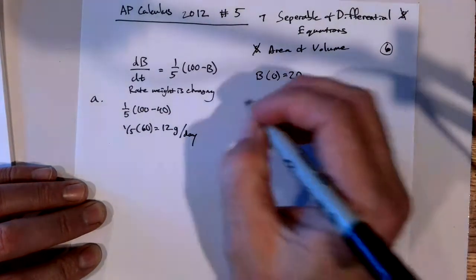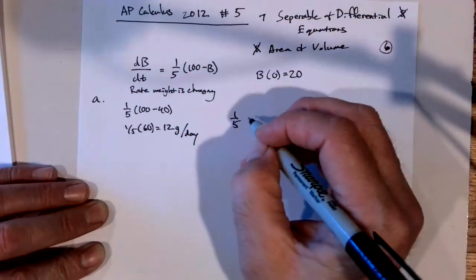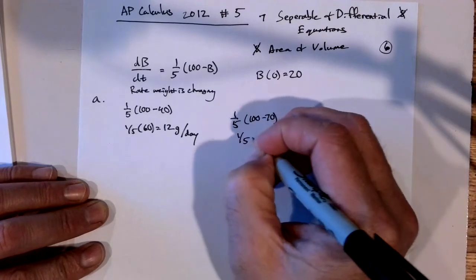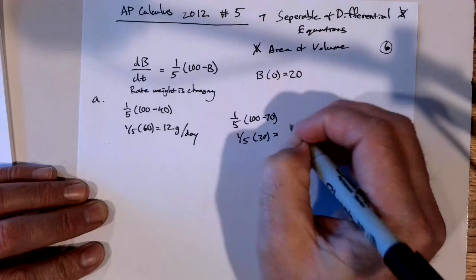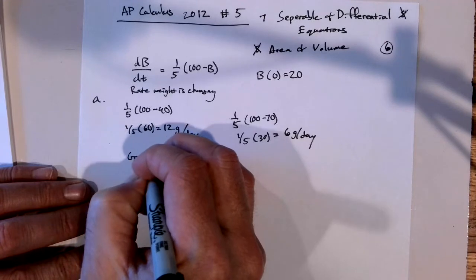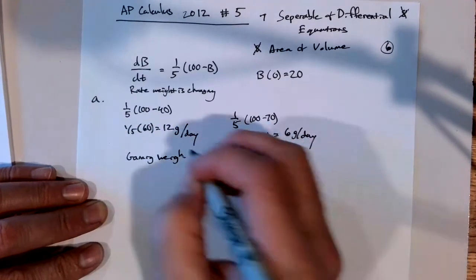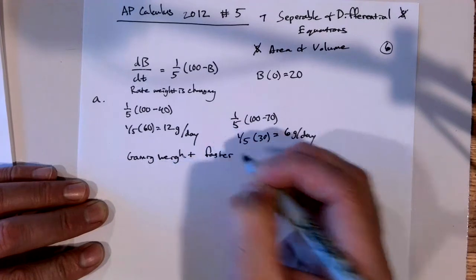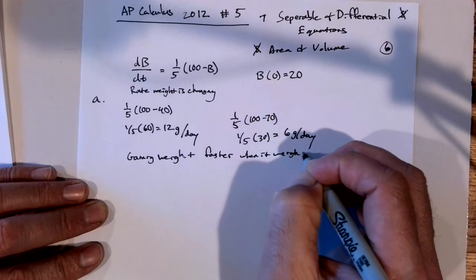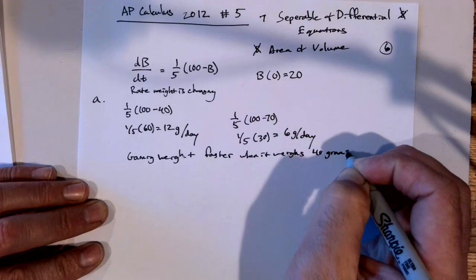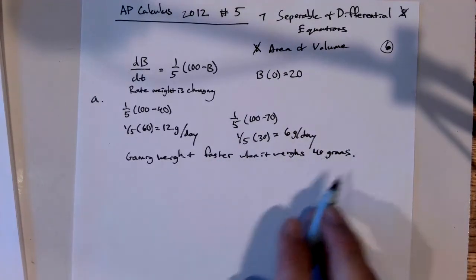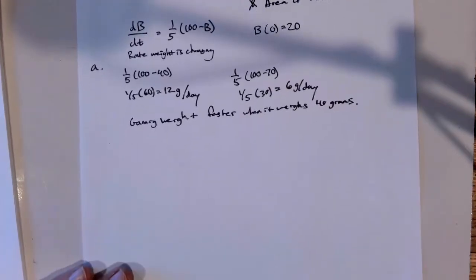Okay? And then 1/5 times 100 minus 70, which is 1/5 of 30, which is 6 grams per day. So gaining weight faster when it weighs 40 grams. And I hope that makes sense to everybody because the fact is that when it's smaller, it's going to be gaining weight more quickly. So that should make sense, okay?